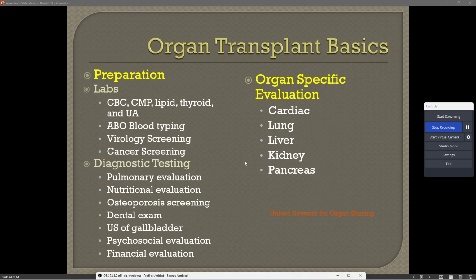So, fun facts. We're going to touch on a couple other things real quick as we get ready to close out the chapter. Organ transplants are common. For kidneys, things you want to draw before ever doing any surgery are CBC, CMP, lipid, thyroid, urine analysis, blood type and screen, virology, cancer, absolutely. We're going to do a pulmonary evaluation, nutritional, osteo, dental, ultrasound of gallbladder, psych evaluation, financial evaluation. We're doing the whole gamut. Getting an organ is a big, big, big deal. Okay. And in this case, we're referring to the kidneys.